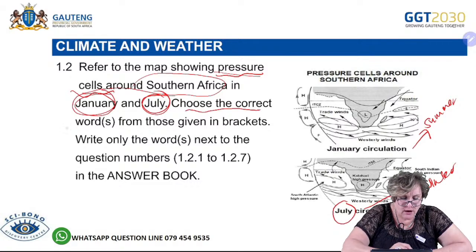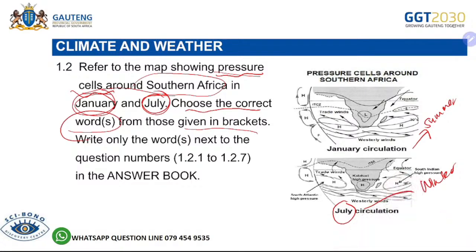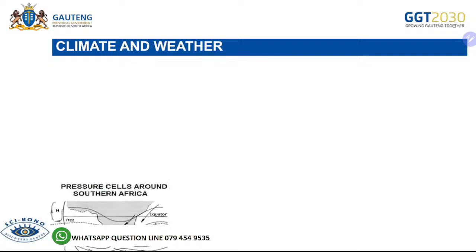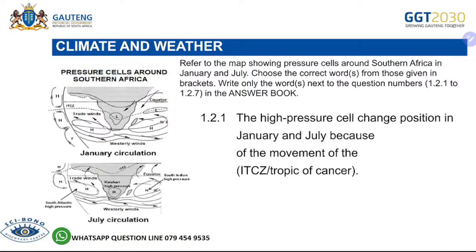Choose the correct word or words from those given in brackets. So we give you options, and we only give you 2 options, where the previous question we gave you 4 options. Now it's becoming easier. And I have 1.2.1 to 1.2.7, so this one is out of 7. Okay, there's my diagram. Refer to the map showing the pressure cells. We did read through that.